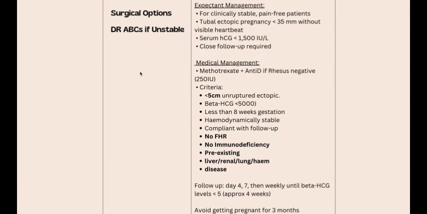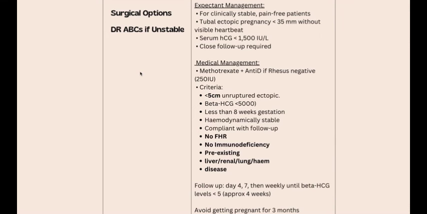So now in terms of looking at medical management, the patient is given methotrexate and anti-D if they are rhesus negative. Some of the criteria for medical management is the patient has to have an unruptured ectopic and it needs to be less than 5 centimeters. The beta HCG needs to be less than 5,000. It needs to be less than 8 weeks gestation. The patient is hemodynamically stable. They're compliant with follow-up. No fetal heart rate. No immunodeficiencies or suppression.